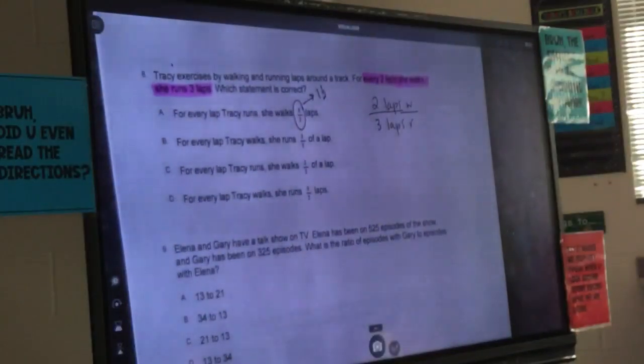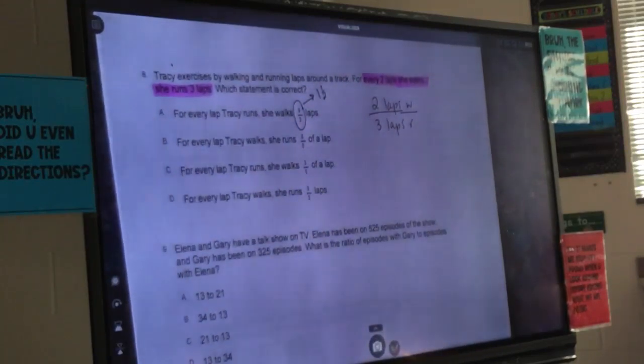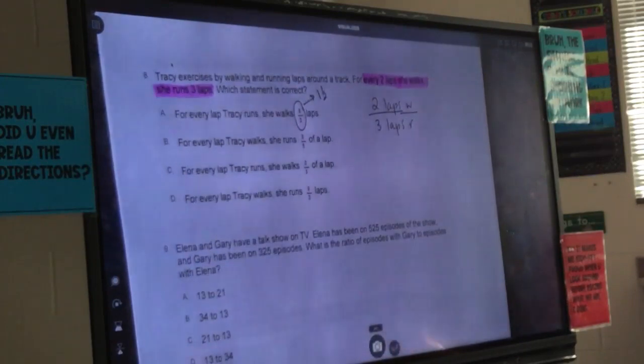Drake? Well, for A and C, she walks first. She doesn't run first, she walks first, then she runs. Okay. And so, also, the 5 isn't even with the 2, so it makes sense. Where did they get the 5 from? Do you know? Could they have added the laps she ran and walked together to get that? Okay. But is it asking you for that?